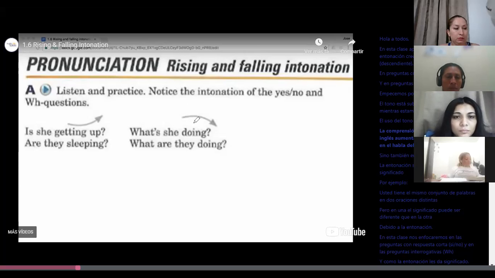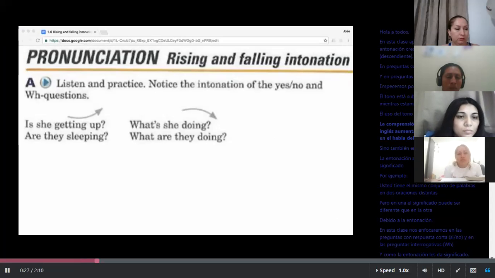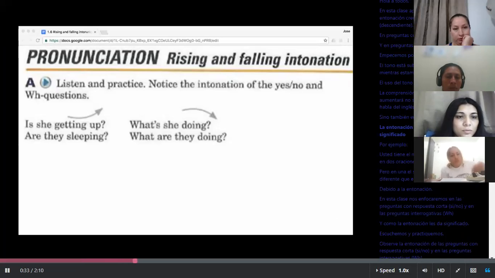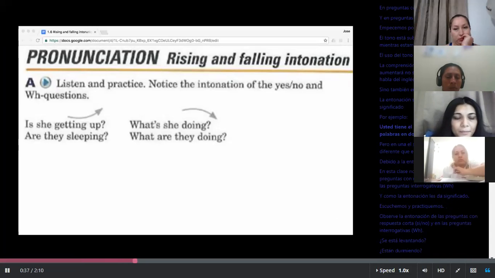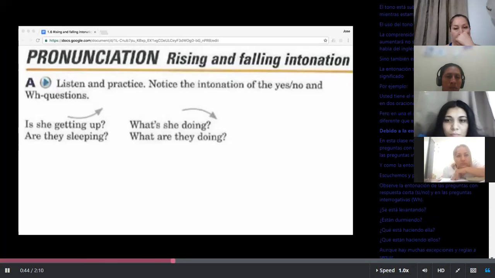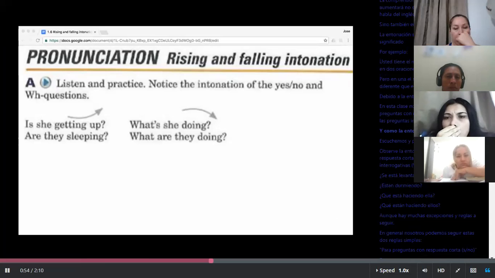Pitch, la fuerza de voz. Muchas veces es representada por un punto sobre la palabra, ¿ok? ¿En dónde va a subir, en dónde va a bajar la entonación? Y me es bien útil para saber cómo entonar las preguntas. Sigamos. Understanding English intonation will increase not only your spoken English competency, but your English comprehension as well. Intonation is used to convey meaning. For example, you have the same set of words in two separate sentences, but in one, the meaning may be different than in the other due to intonation. In this class, we'll focus on yes or no questions and WH questions and how intonation gives meaning.